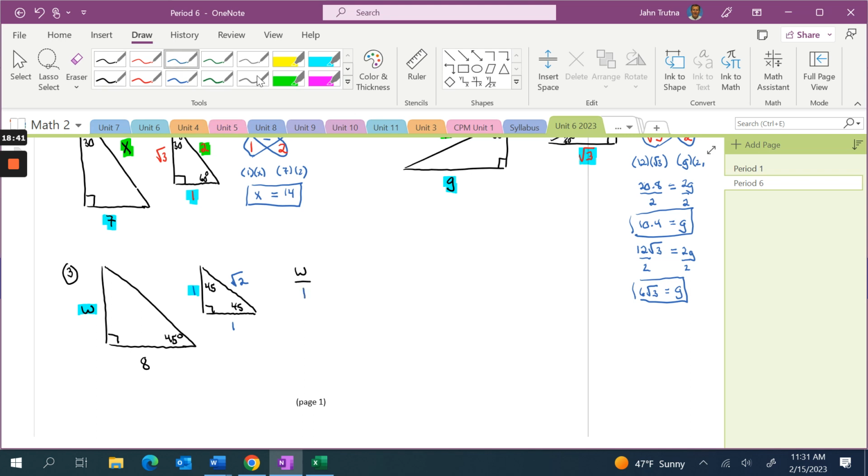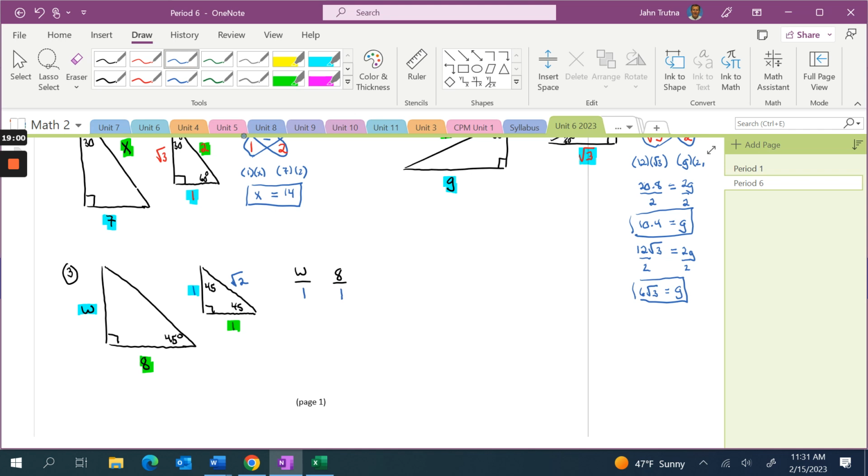I go back to my original triangle. I'm going to go with 8. I can't go with the hypotenuse side of my original triangle because there's nothing there. And you can see that 8 corresponds with 1 in the reference triangle. So that creates my second fraction, which is the fraction 8 over 1.